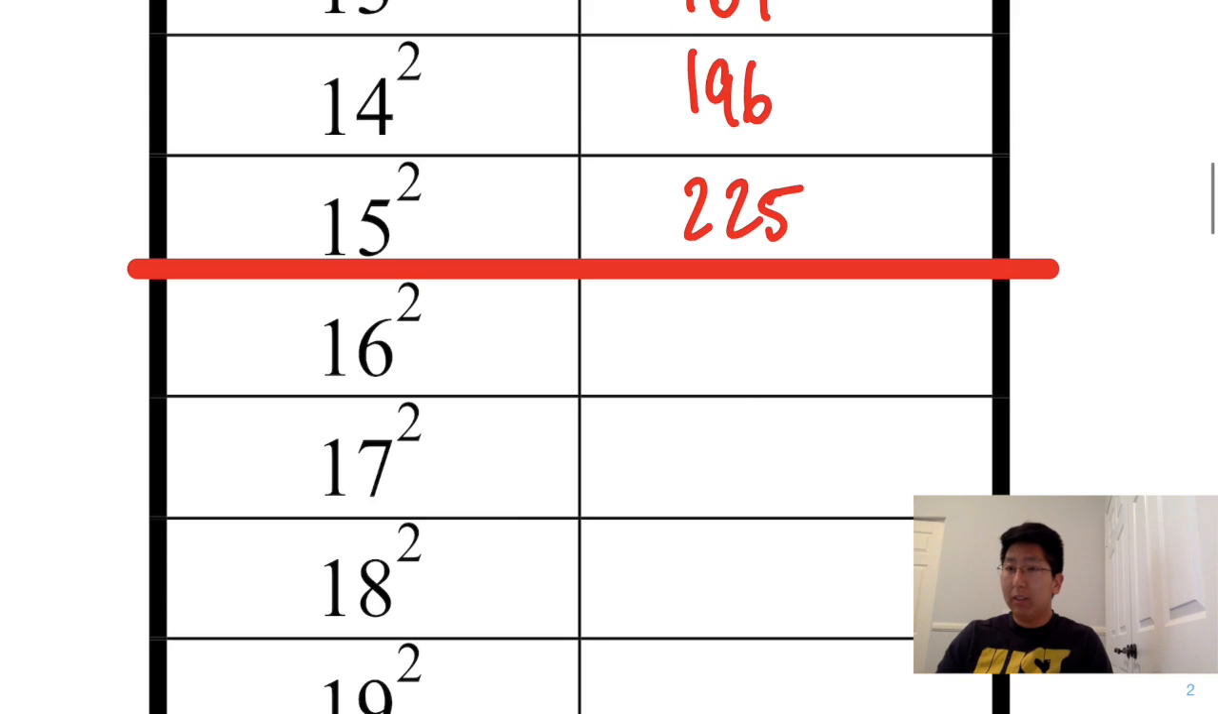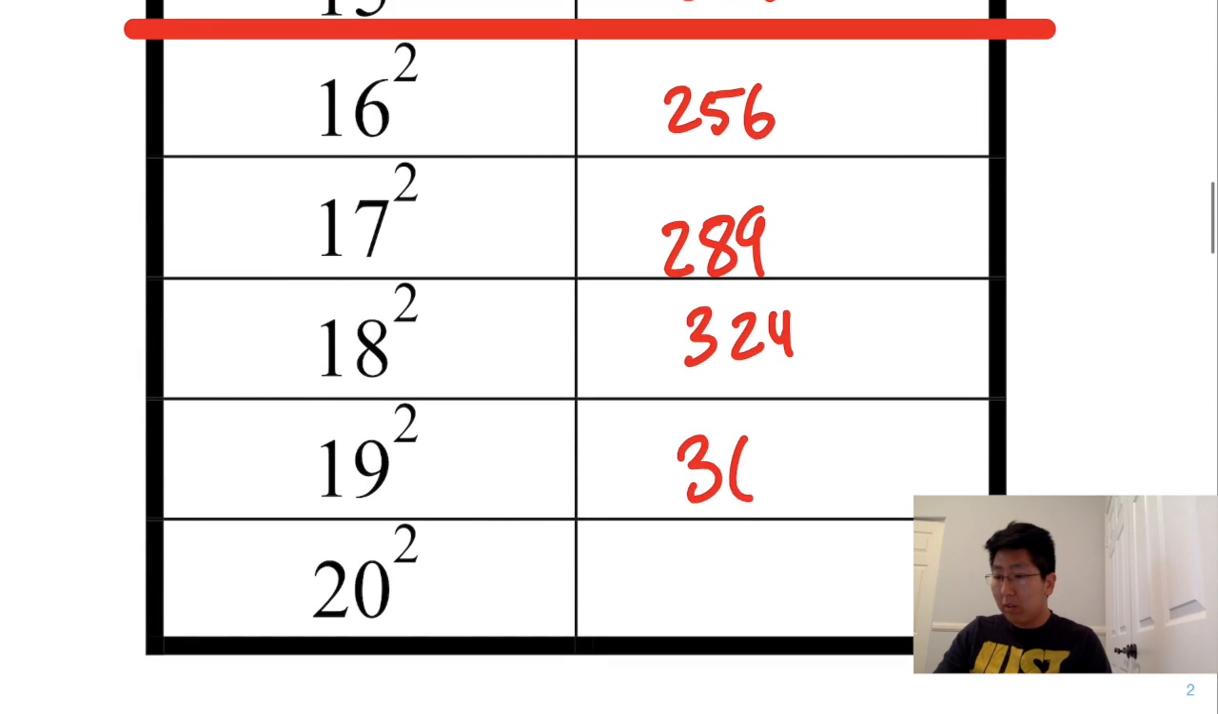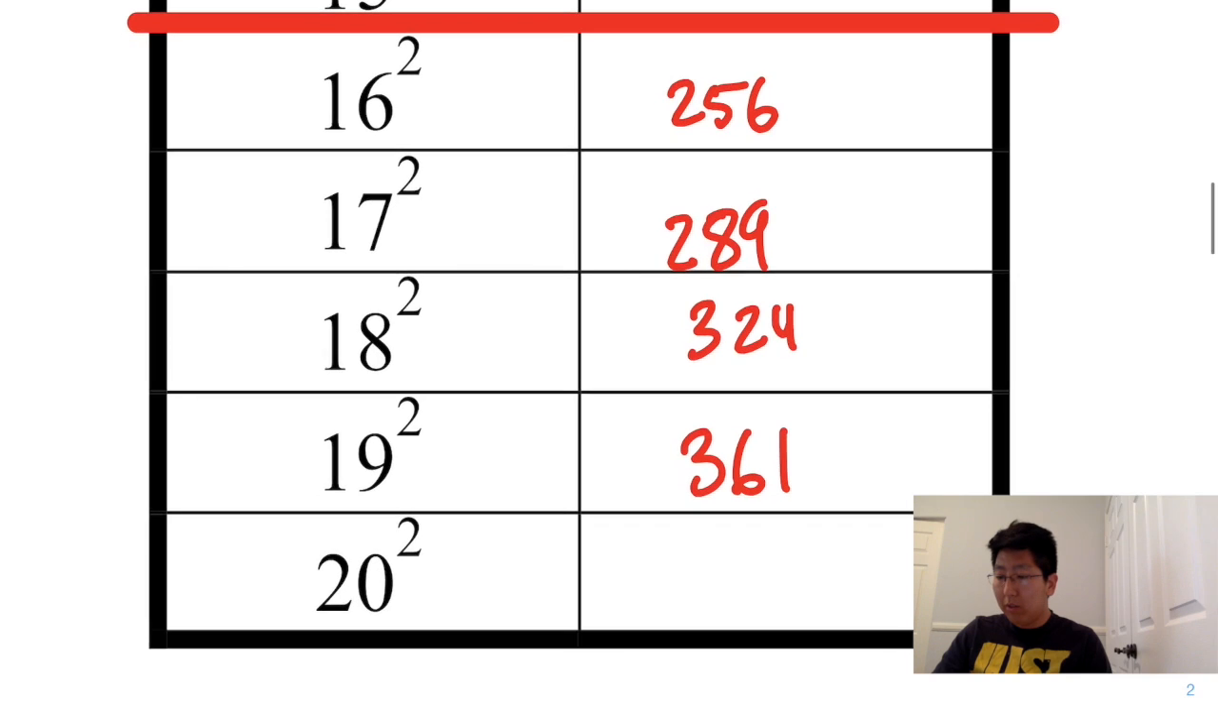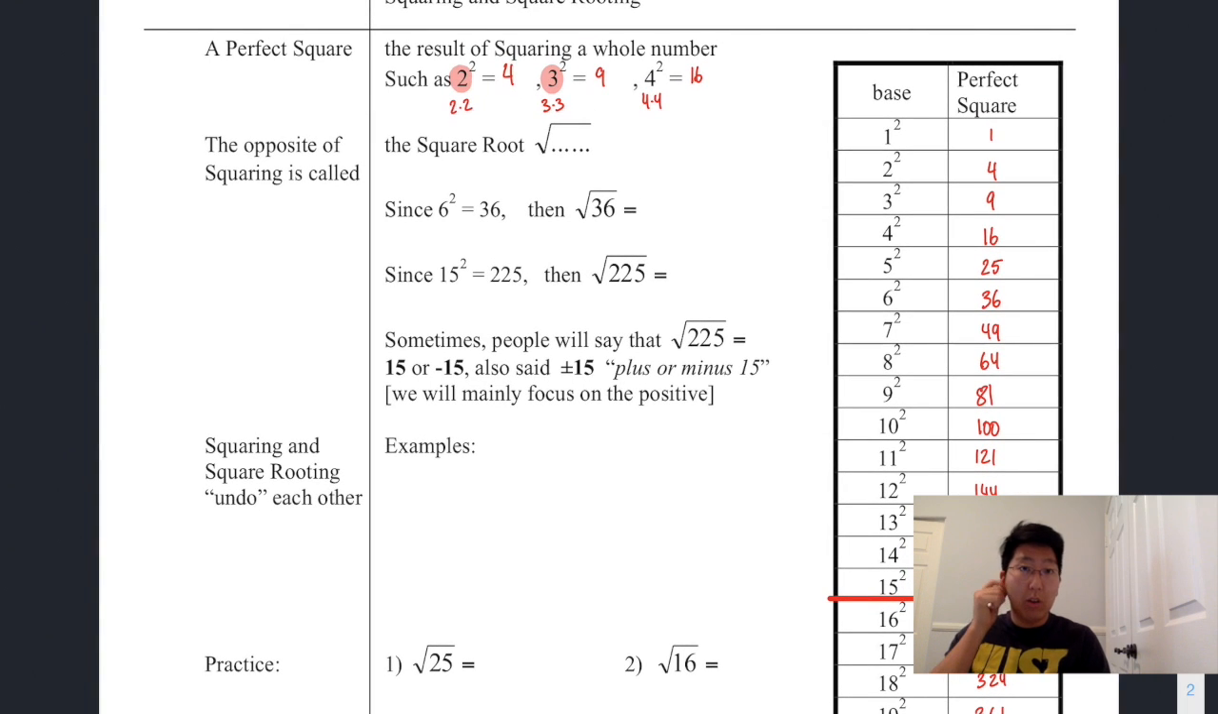Okay? 16 squared is 256. 17 times 17, or 17 squared, is 289. 18 squared is 324. 19 squared is 361. And 20 squared is 400. Okay. So here, this is a list of perfect squares. I want you to get comfortable with these numbers and see these numbers and be like, oh, I know that that's a perfect square. Okay? Because once we know our perfect squares, we'll be able to know what the opposite of squaring is.